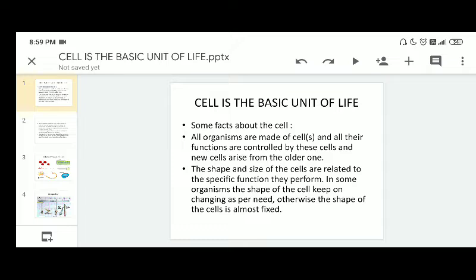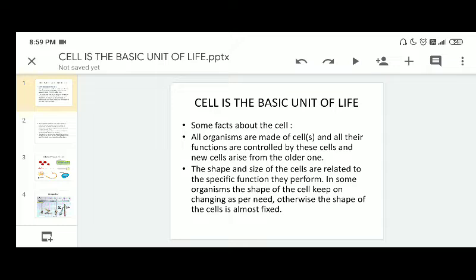In the subject of biology, the chapter which I have to take is "The cell is the basic unit of life." So, I am sending this lesson to you through multimedia. Now let us begin. Cell is the basic unit of life. Some facts about the cell.